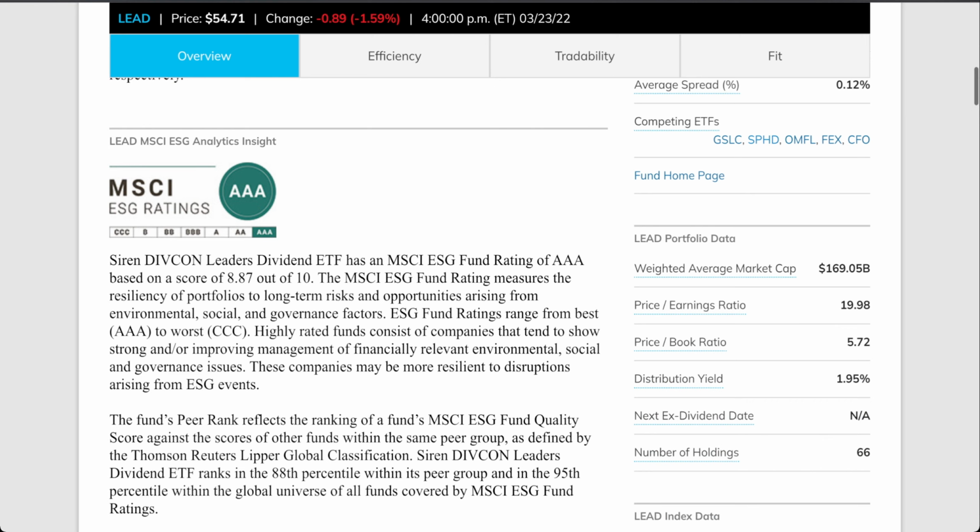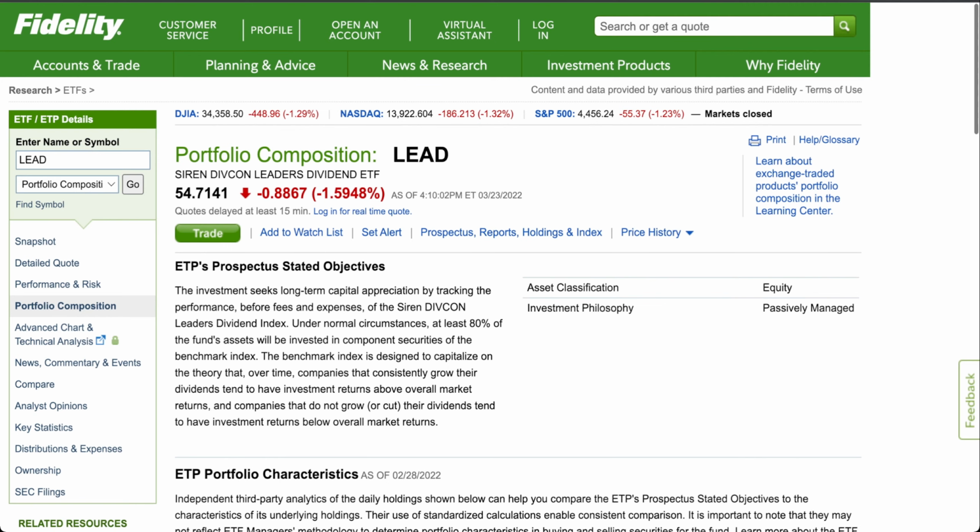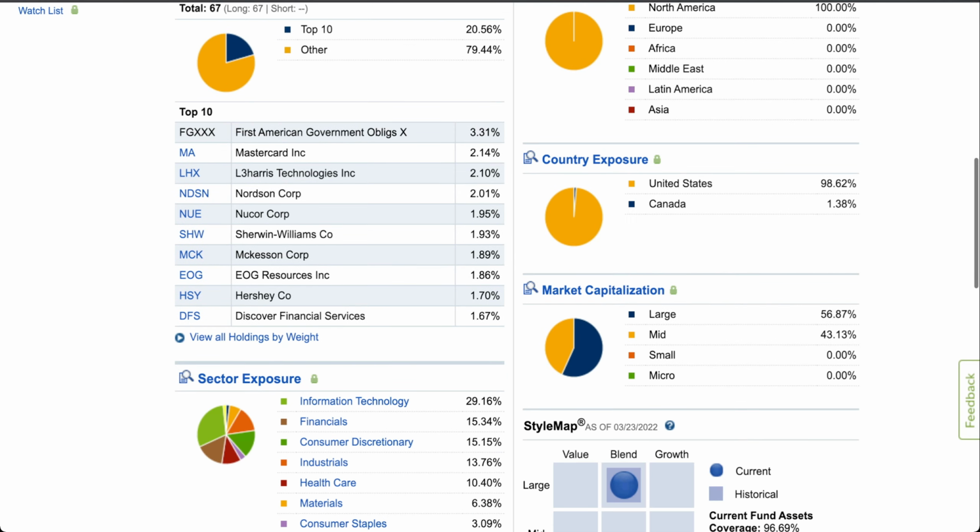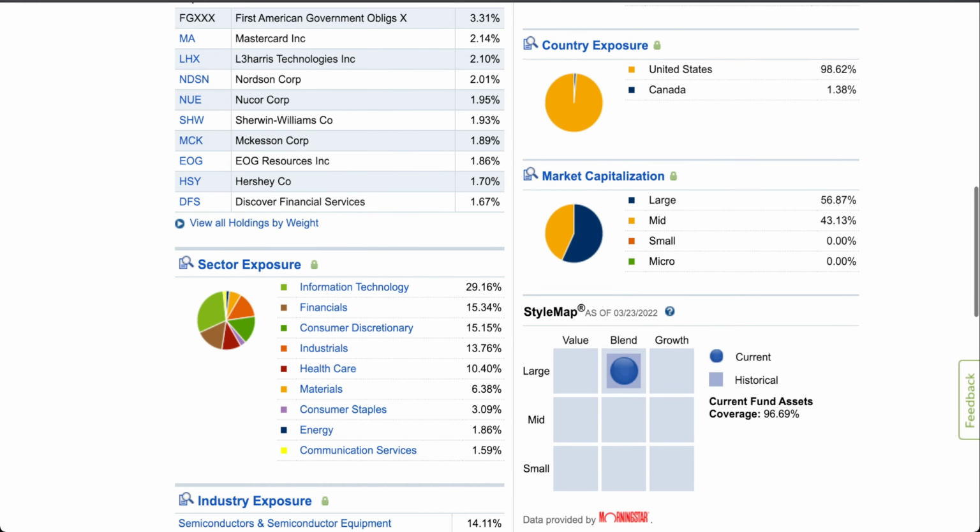more than VIG. To check the portfolio composition, we come to Fidelity. We can see the sectors, information technology being the highest at almost 29%. Then financials and consumer discretionary are almost 15% each. Then industrials at 14% and healthcare just over 10%. Almost 57% of the portfolio is in large cap and 43% is in mid cap.